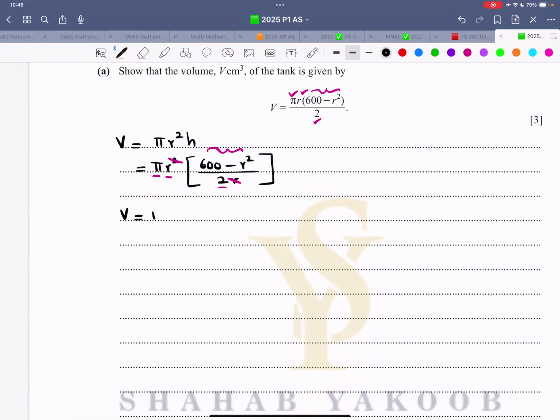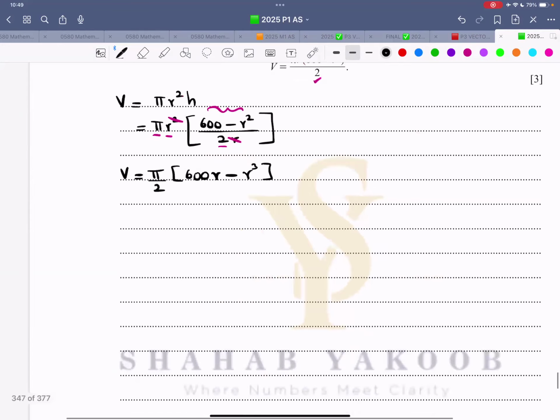That is pi, and this is pi over 2. And let's multiply out r. That is 600r minus r cubed. That is necessary. So now dV by dr. So now I'm starting with part B. So dV by dr, pi over 2 remains as it is. 600r becomes 600. r cubed becomes 3r squared.